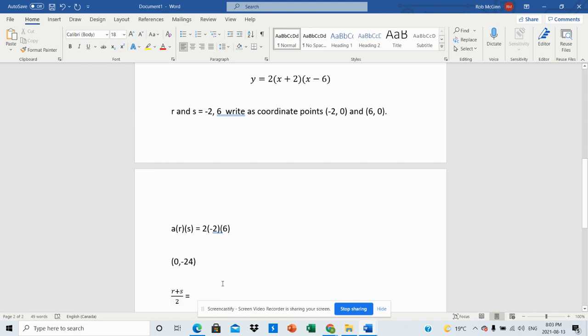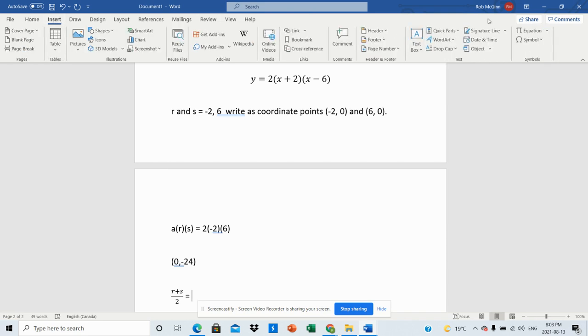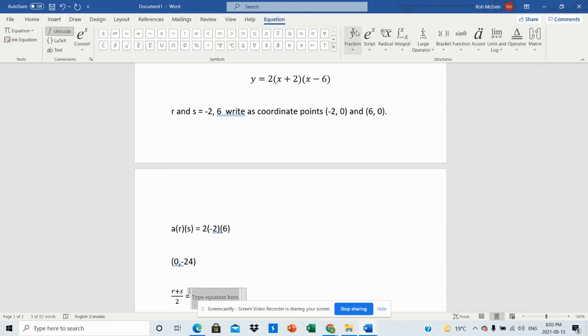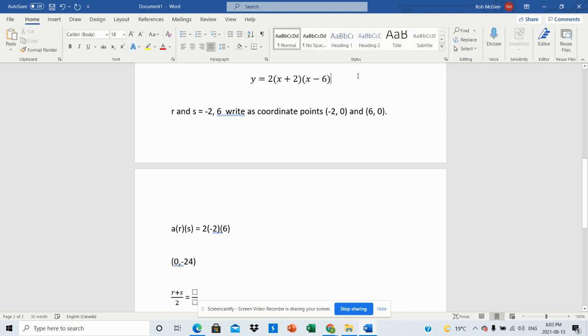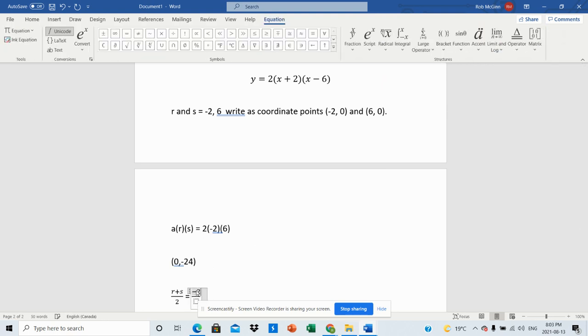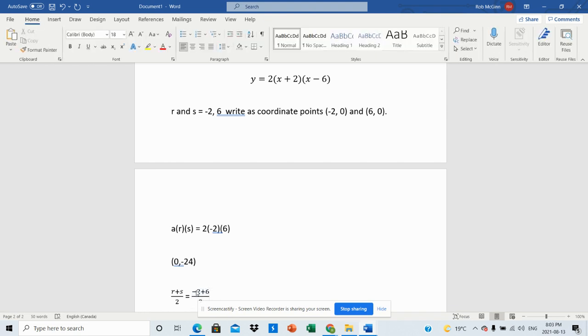Finally, we're going to find our vertex. To find the vertex, we're just going to take r and s. Remember, r is minus 2, s is positive 6. So let's just do this in proper form here. r plus s, minus 2 plus 6, and that's going to be divided by 2.